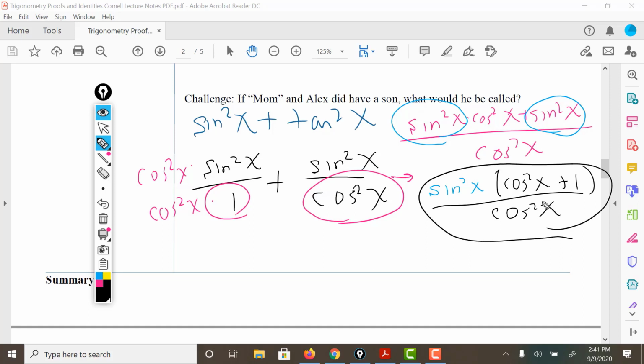If Mom and Alex did have a son, this is what it would be called, and it wouldn't be a great comic. So now you know. Snap diggity.